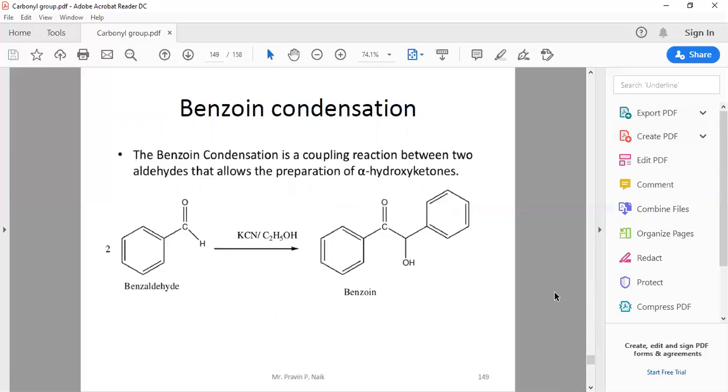Next is the benzoin condensation reaction. Benzoin condensation is a coupling reaction between two aldehydes that allows the preparation of alpha hydroxy ketone. So you can see here at alpha carbon, this is the carbonyl carbon, and this is the alpha carbon. On the alpha carbon, it contains the hydroxy group, and therefore it is called alpha hydroxy carbonyl or alpha hydroxy ketone. When benzaldehyde is reacted with potassium cyanide and ethanol, it forms benzoin. So this is the molecule which is called benzoin.